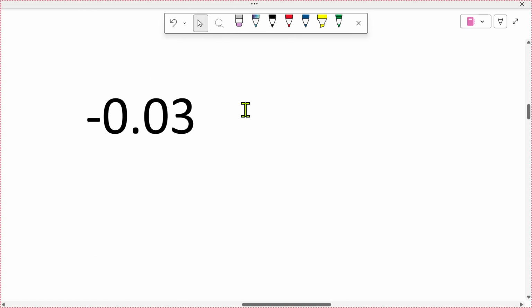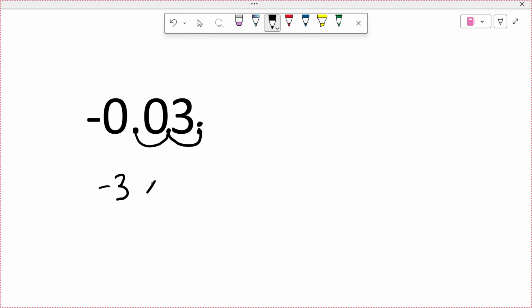Okay, one more example. Here I have negative 0.03. So again, I'm going to move this until I have a number between 1 and 10. So right here I'd have 0.3, which is too small. So I'll move it one more time and put it right here. That is going to give me negative 3 times 10. And I moved the decimal 2 times, so I'm going to put 2. But of course, these were timesing by 1/10 instead of 10.